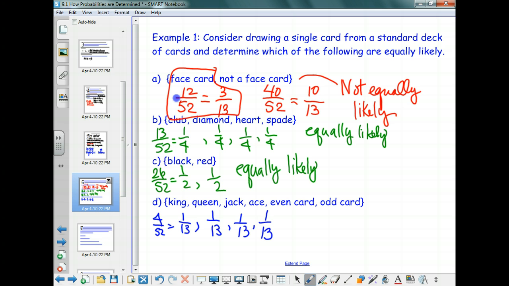And then it talks about even cards. How many even cards are there in any particular suit? There are 5: 2, 4, 6, 8, and 10, right? So 5 out of 13. How about odd cards? That's 4 out of 13, right? There's actually only 4 odds. So are they equally likely? No, they're not equally likely.